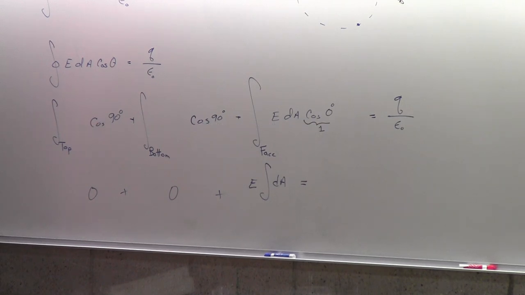So notice the surface I've drawn. Did I draw a sphere? No, it wouldn't work well for a sphere. Did I draw a cube? No, it wouldn't work well for a cube. But a cylinder would. And that was the key to this problem, the symmetry.